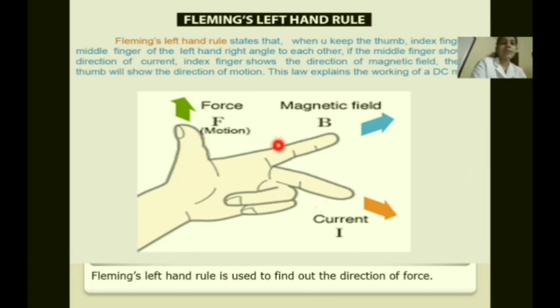So your thumb must be along the direction of force, your index finger along the direction of magnetic field, and your middle finger along the direction of current.